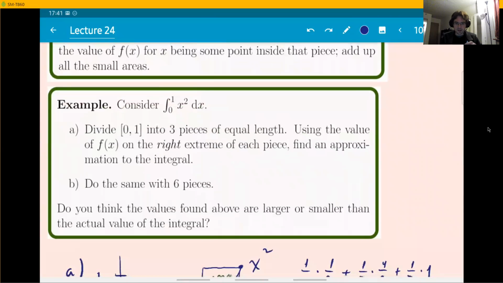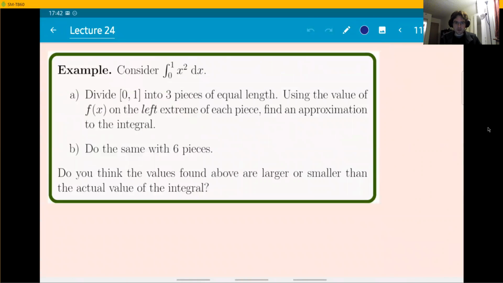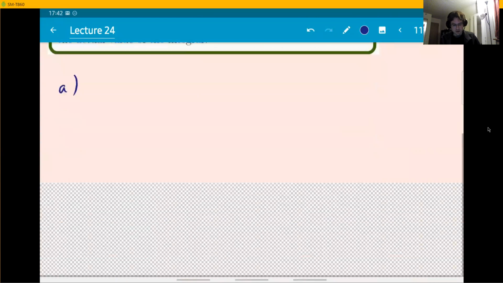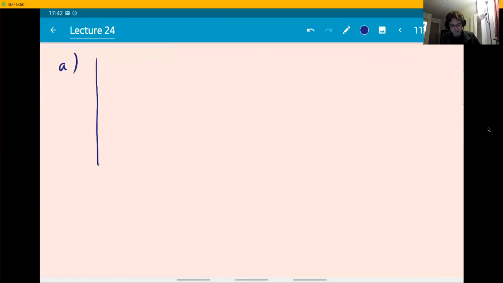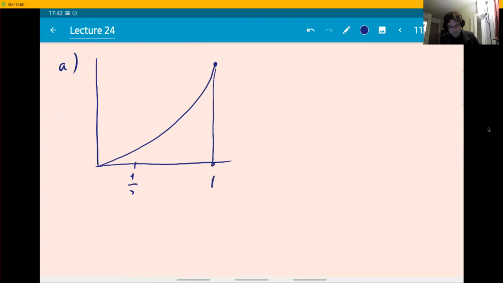I'm going to have exactly the same problem right now as when I flip the page. The only word that's going to be different is this right will become left. So this is the same problem, same function, same interval, but now for each rectangle, we're going to be looking at the left extreme of each piece to determine its height. So in item A, we want to use three pieces of the interval. We're going to divide this into 0, 1/3, 2/3, and 1, three pieces.